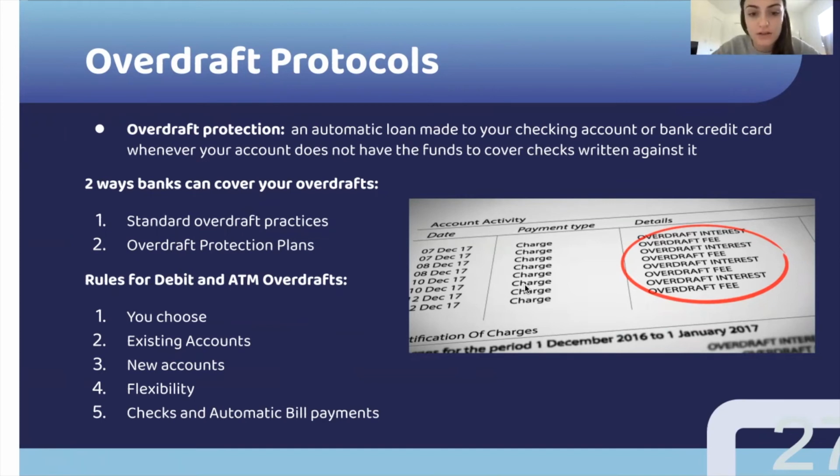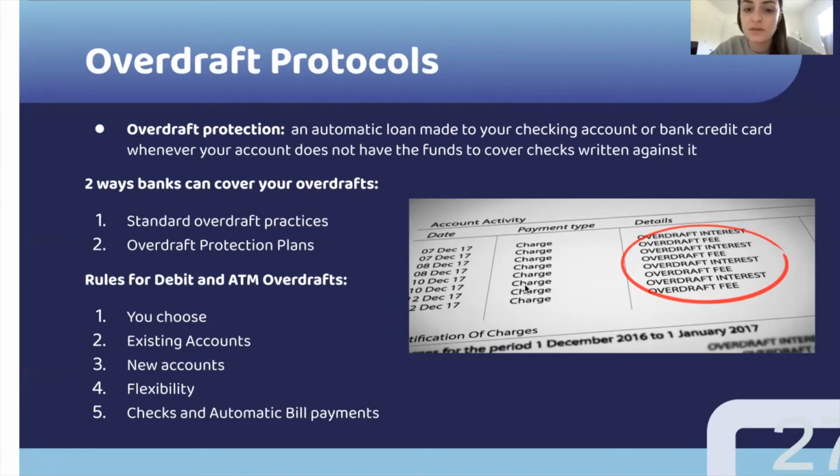Standard overdraft practices, your bank will cover your transaction for a flat fee of about $20 or $30 each time you overdraw in an account. And then the second way banks can cover your overdrafts is the overdraft protection plan. So your bank may offer a line of credit to you or a credit card or even a link to your savings account in order to cover those transactions that you overdraw on your account. These plans may be less expensive to you depending on what you choose, and this might be less expensive than their overdraft practices.